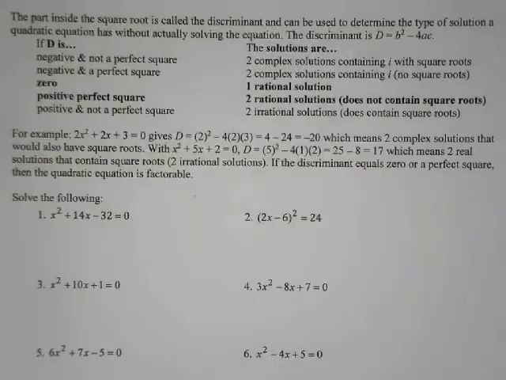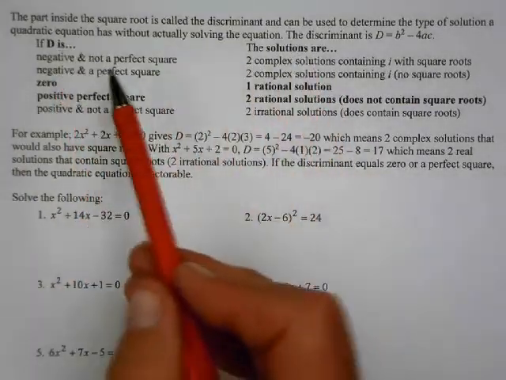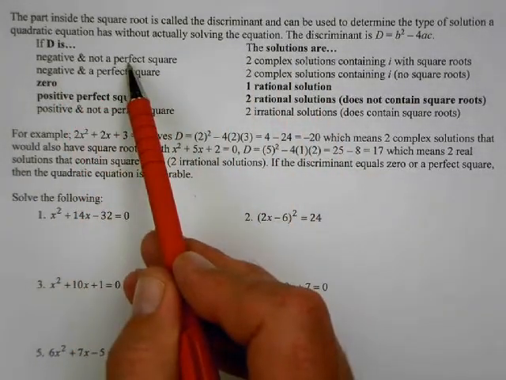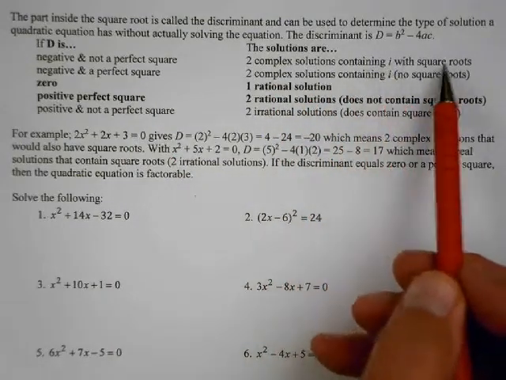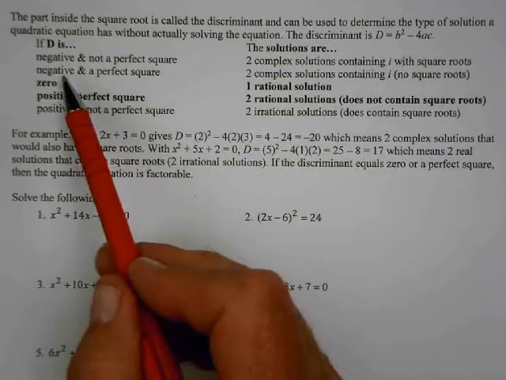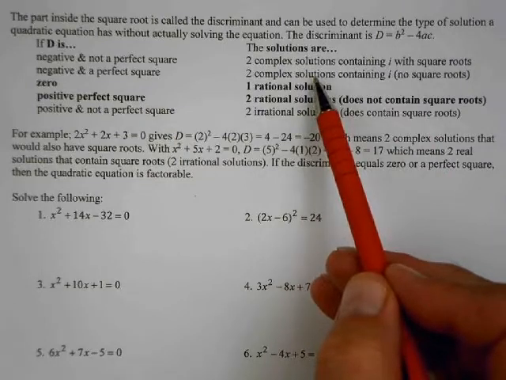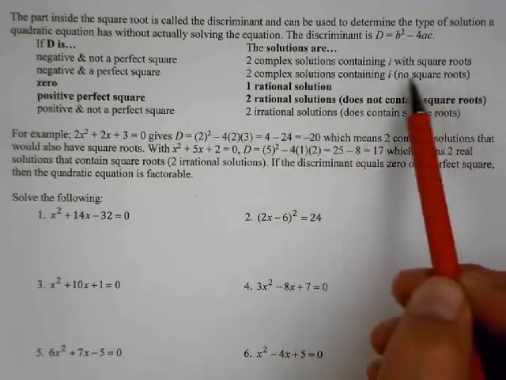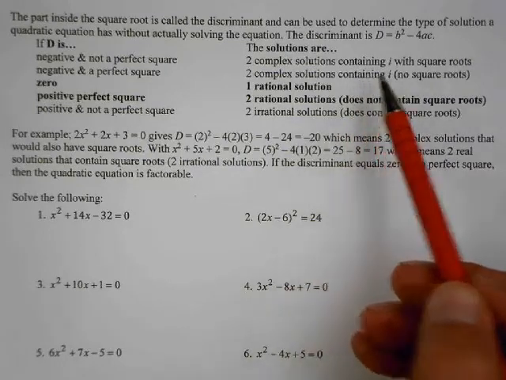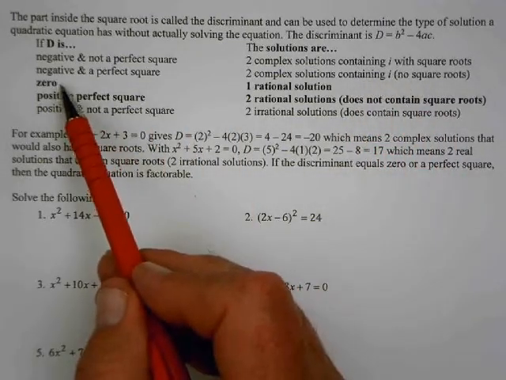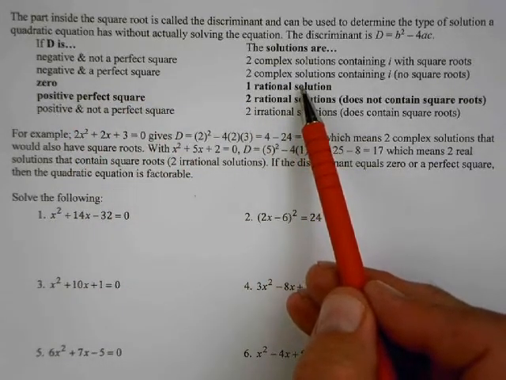So, turns out if d is negative and not a perfect square, then we get two complex solutions, which means we have i's and we also have square roots. On the other hand, if it's negative but it is a perfect square, we will get two complex solutions that have i's, but we won't have any square roots. So it'd be like 3 plus 2i and 3 minus 2i kind of things. If d is 0, then we only actually get one answer. We don't get two. Normally, we should get two from solving quadratic equations.